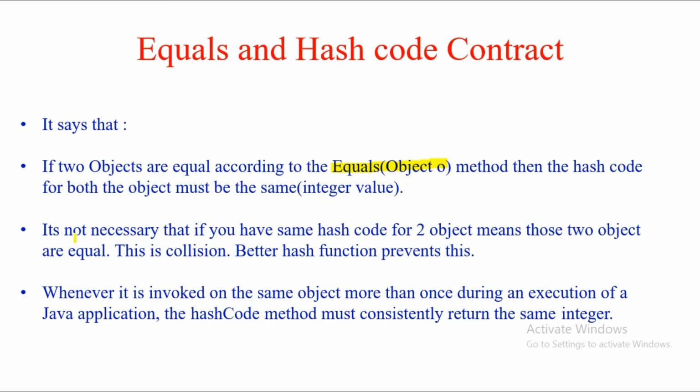The second point of the contract says that it is not necessary that if you have the same hash code for two objects, it necessarily means the two objects are equal.